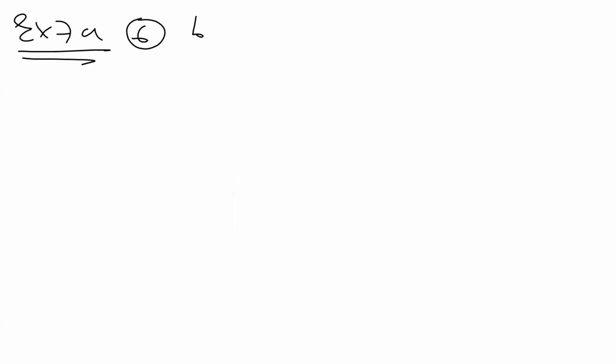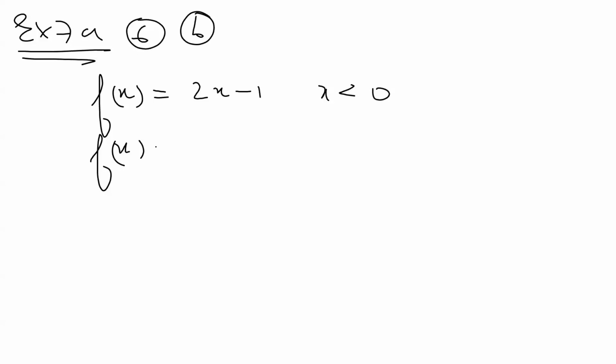Okay. Now the nature of the problem is changing. So f of x is equal to 2x minus 1 when x is less than 0, and f of x is equal to 2x plus 1 when x is greater than or equal to 0. So this is given to us and we need to discuss the continuity or discontinuity at x equal to 0.